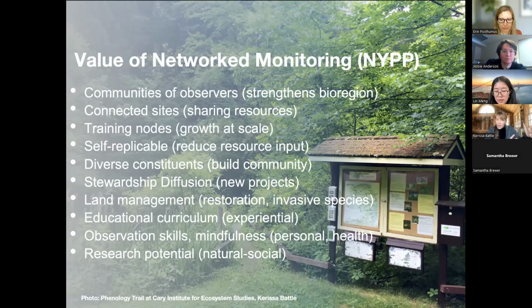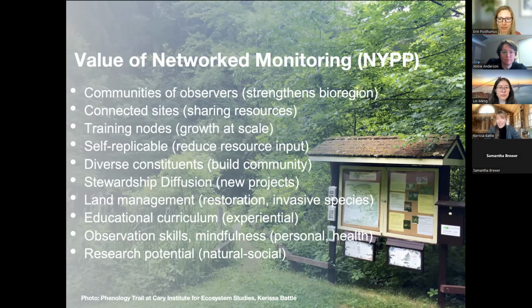Sites get connected to one another, whether you're a backyard observer or working at an institution. I've seen a lot of training nodes happen where the various nodes in the network can self-replicate, so it doesn't require a ton of resources. Lots of new projects, land management, that both the data and the activity of the community doing the data collection can lead to, this diffusion of innovation around phenology monitoring. Of course, the educational curriculum.